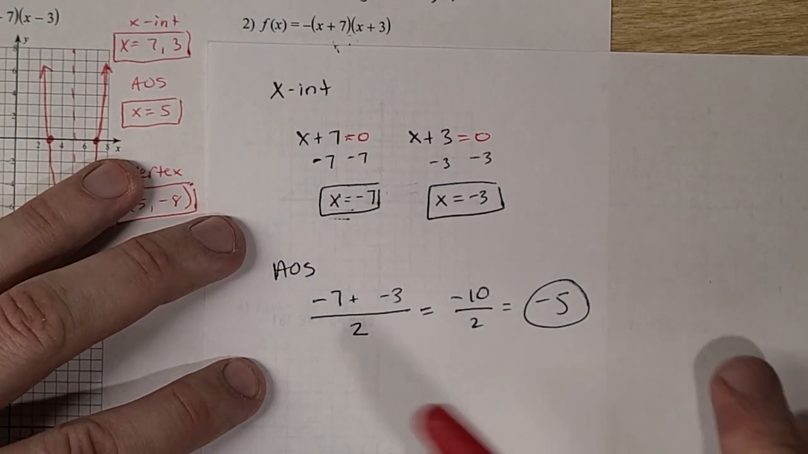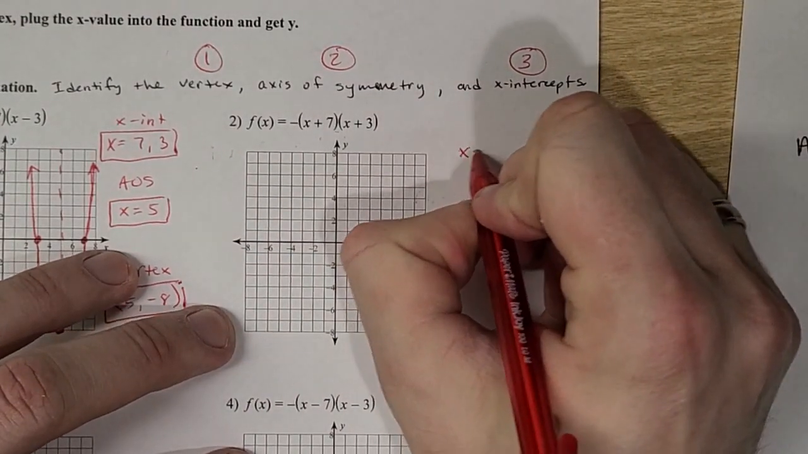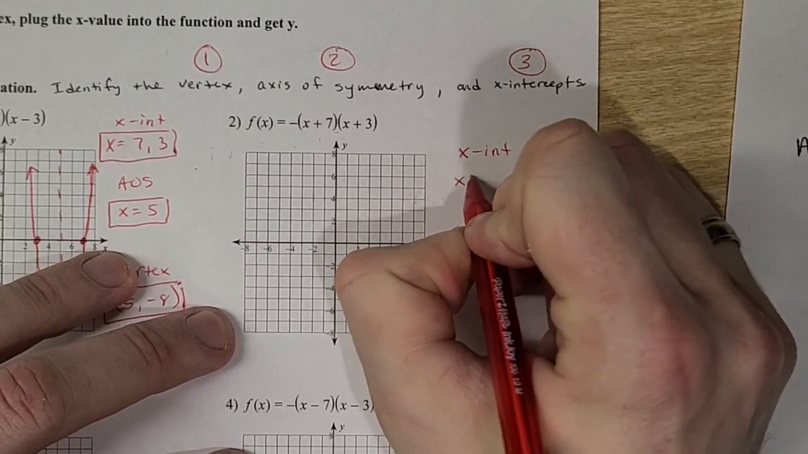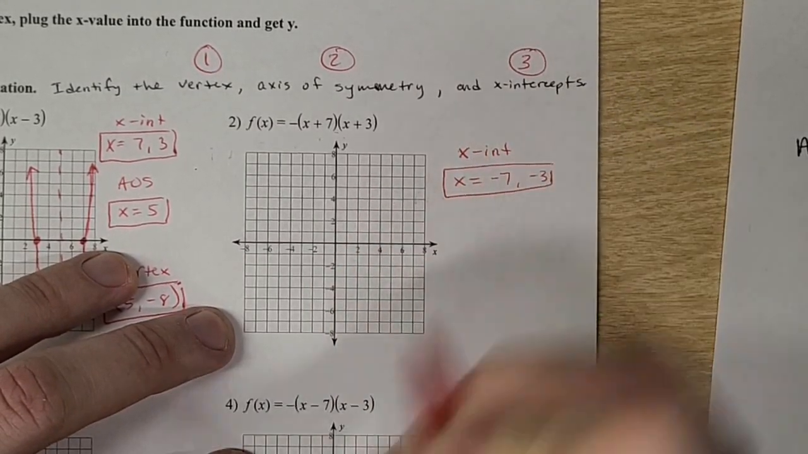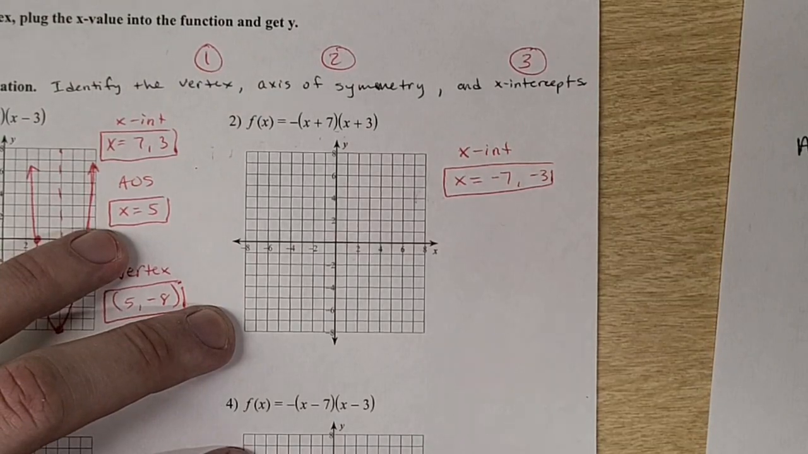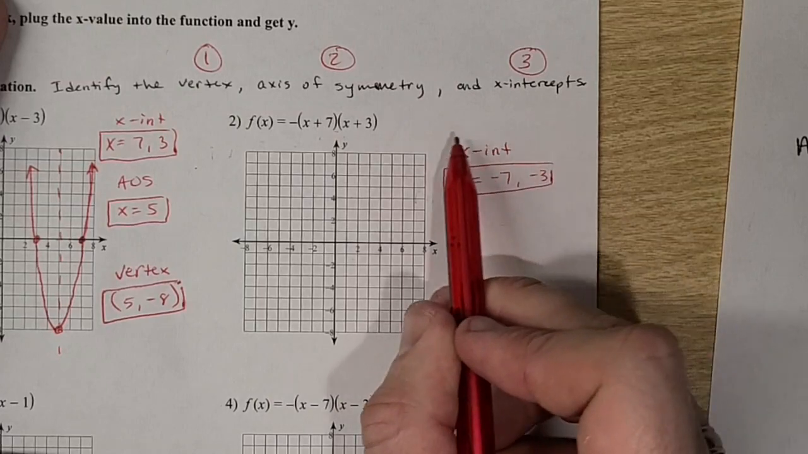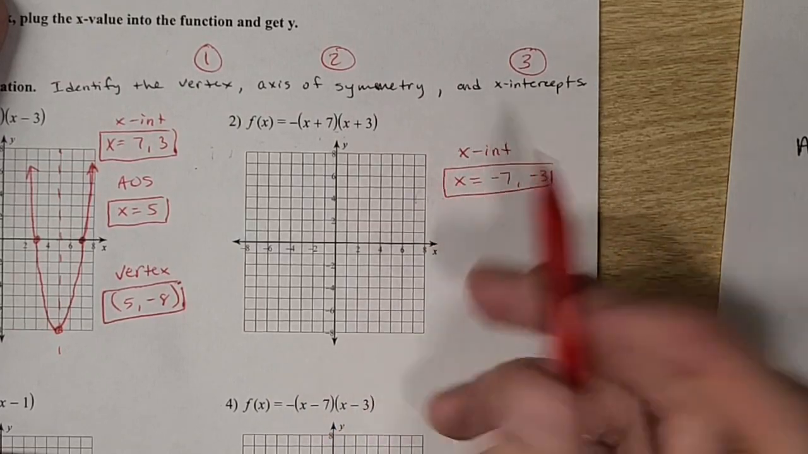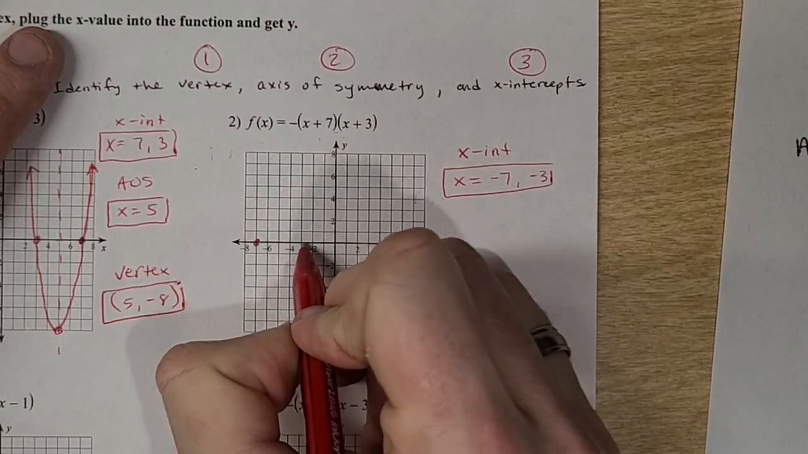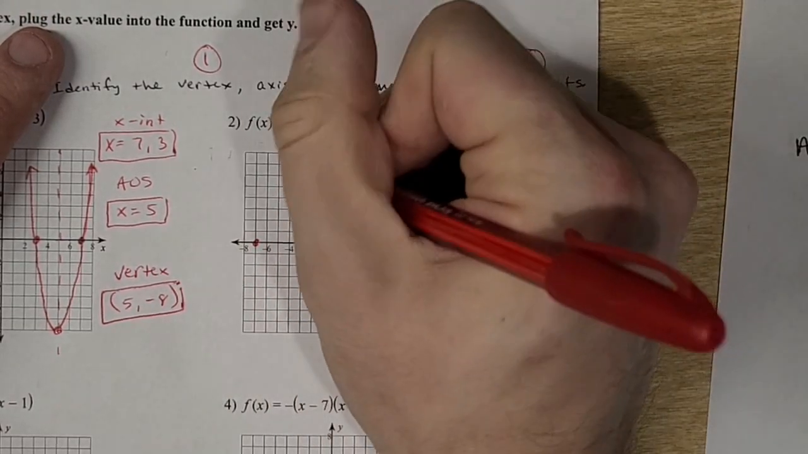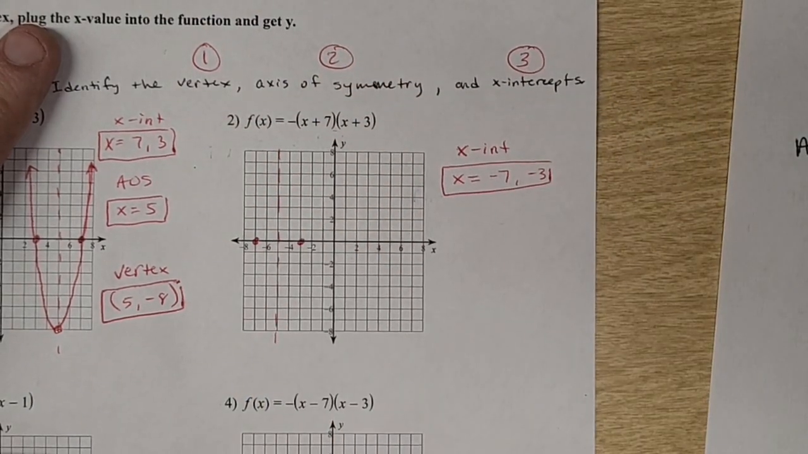Negative 5. So let me write down what I have so far. We found out that my x-intercepts were x equals negative 7 and negative 3. Notice how I'm writing this. Instead of writing the points negative 7 comma 0, negative 3 comma 0, I'm just writing x-intercepts, and that's totally fine. So a negative 7, a negative 3, and then I found my axis of symmetry is at negative 5, going straight through the middle.